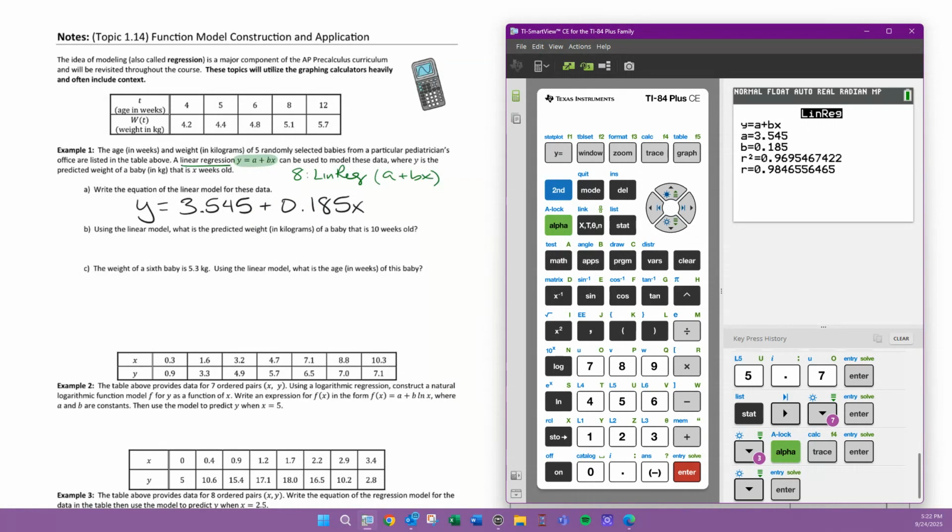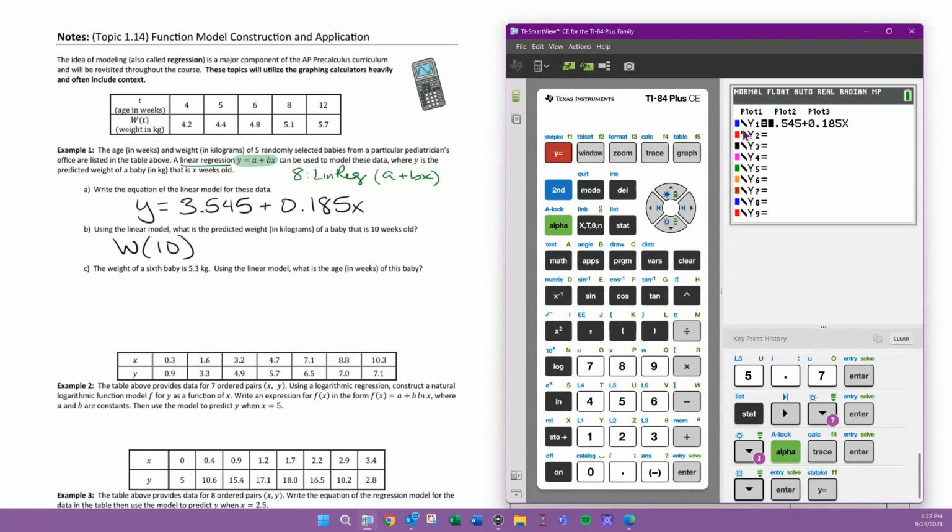Now, this next question says, what is the predicted weight output of a baby that is 10 weeks old? They've given me an input value. So what they're asking me to find is W of 10. Instead of writing W of 10 though, because my calculator has stored this regression equation in an equation called y1, we're going to instead write on our paper y1 of 10.